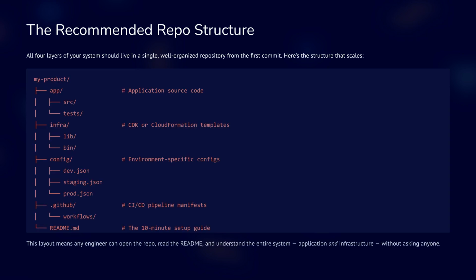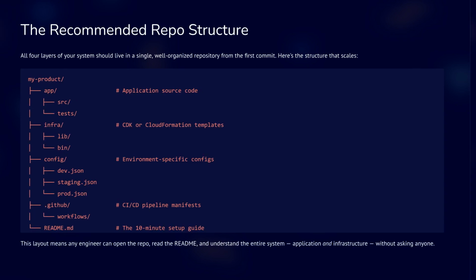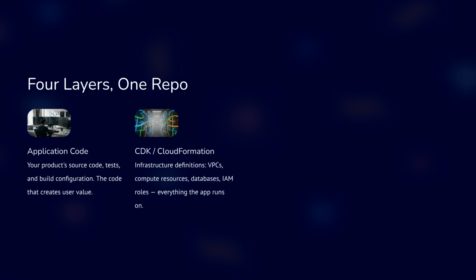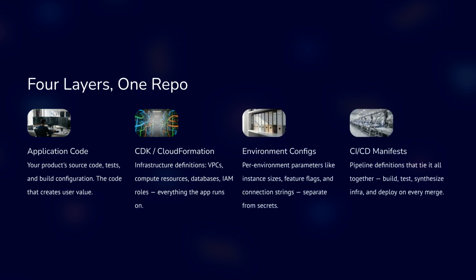This scaled layout allows any engineer to understand the entire system by simply reading the README. Let's review the four layers in one repository. We have application code, CDK/CloudFormation for infrastructure definitions, environment configs for per-environment parameters, and CI/CD manifests to tie it all together, ensuring consistent deployment on every merge.